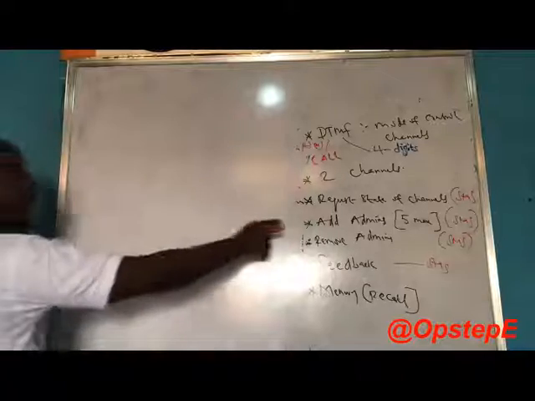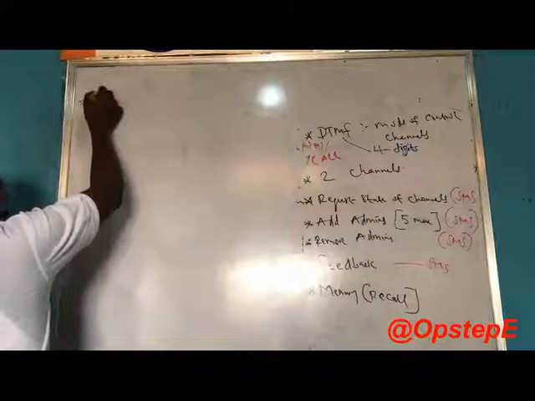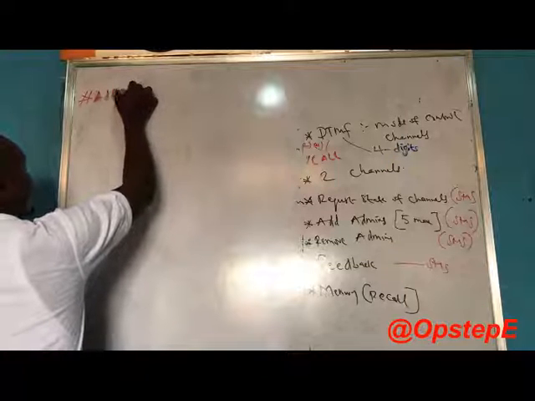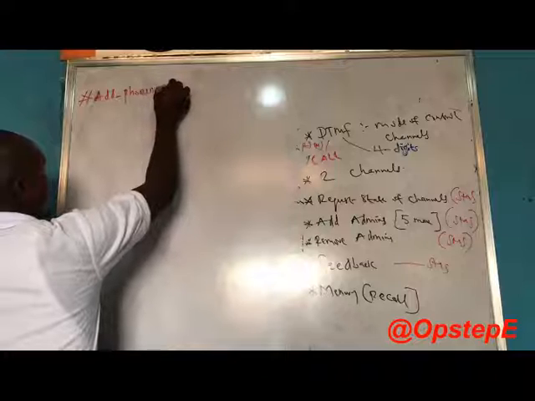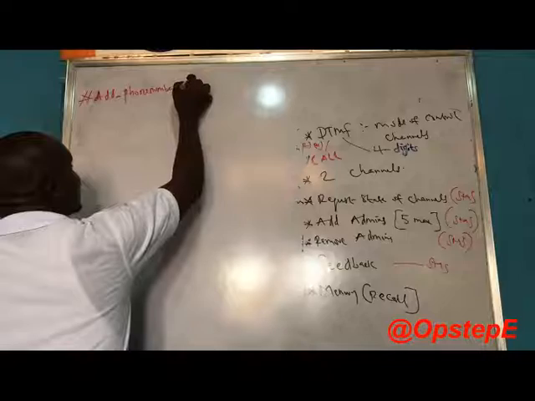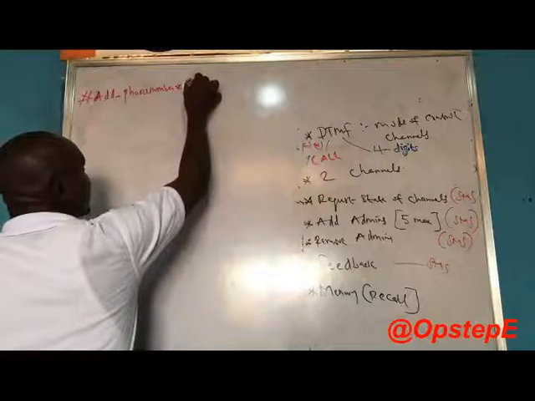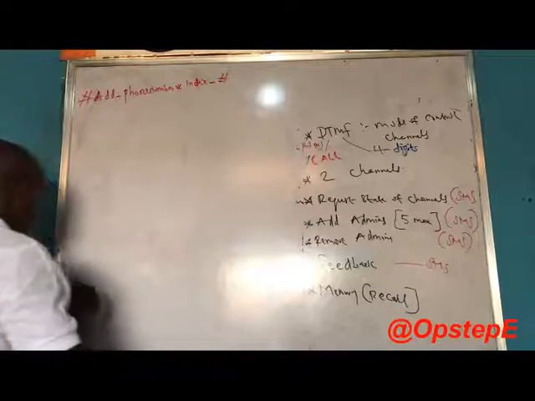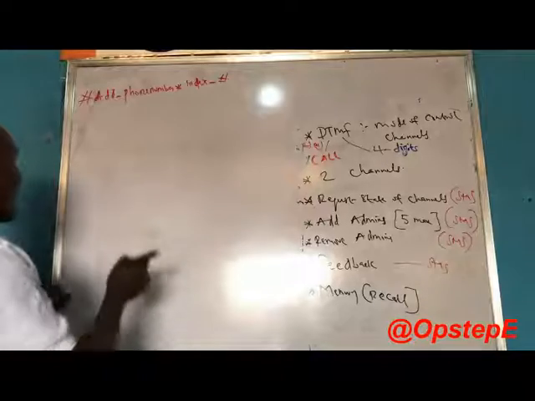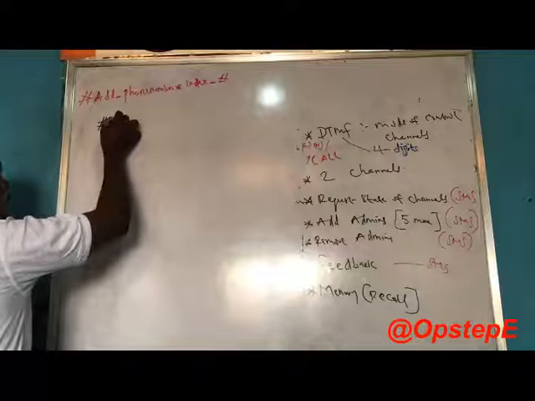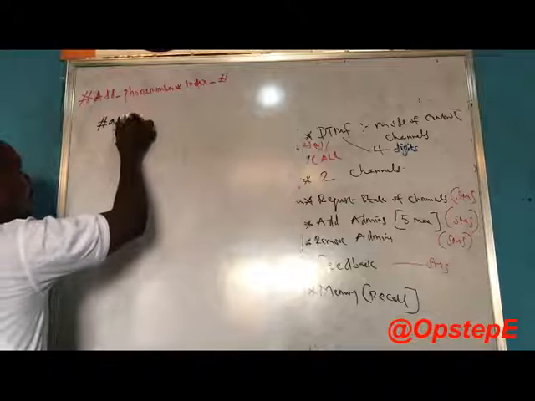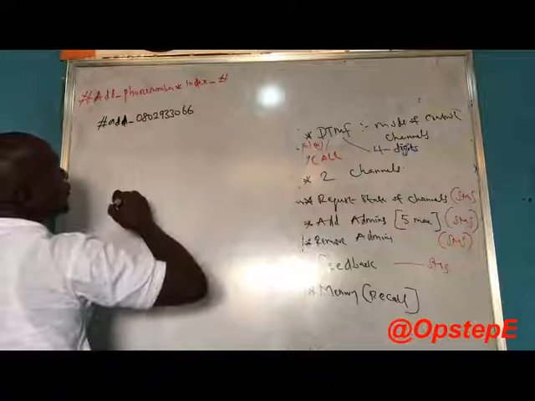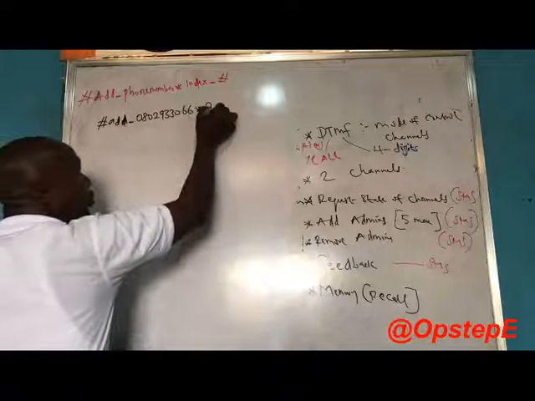The instruction for adding a user or admin is: hash, add, underscore, the phone number, star, the index you intend to add the person to, underscore, hash. For instance, if I want to add my number, I simply say hash add, underscore, 080 29 33 33 66, star, index 2, underscore hash. It's not case sensitive, but I write it anyway.